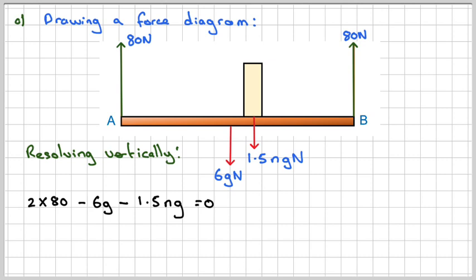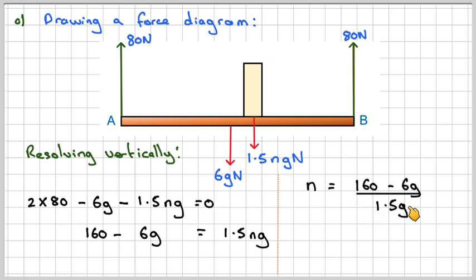Right, we've now formed an equation, and like in all mechanics problems, the next thing to do is to solve that equation. So 1.5ng is going to be equal to 160, which is 2 times 80, minus 6g. Then n is equal to (160 minus 6g) over 1.5g. That will give you 6.884. You can't have 7 books, because that will break the strings, so we have to round down in this case. The maximum we can have is 6 books.